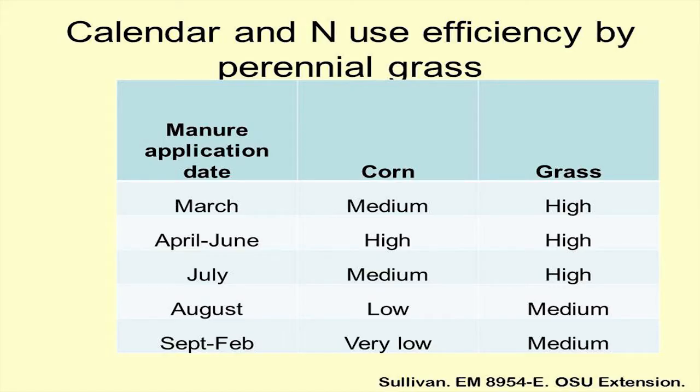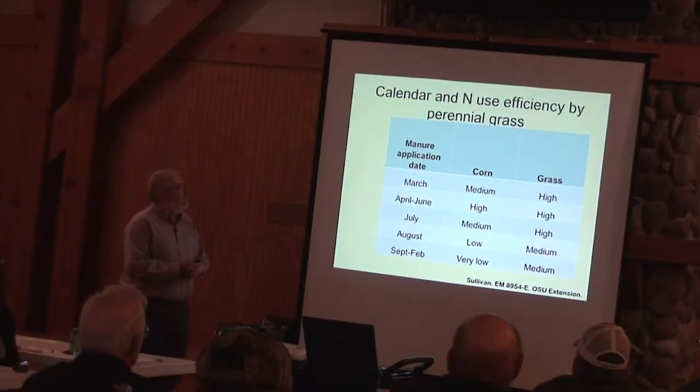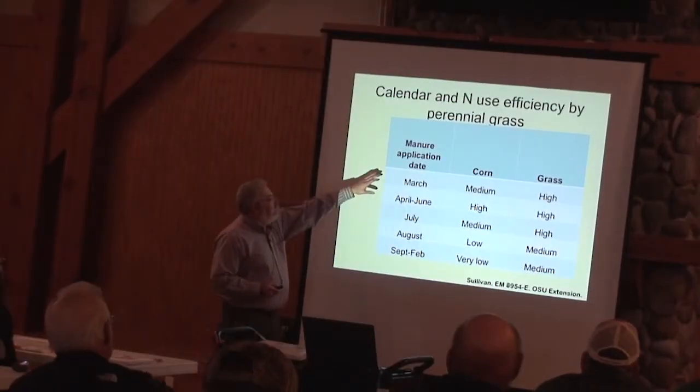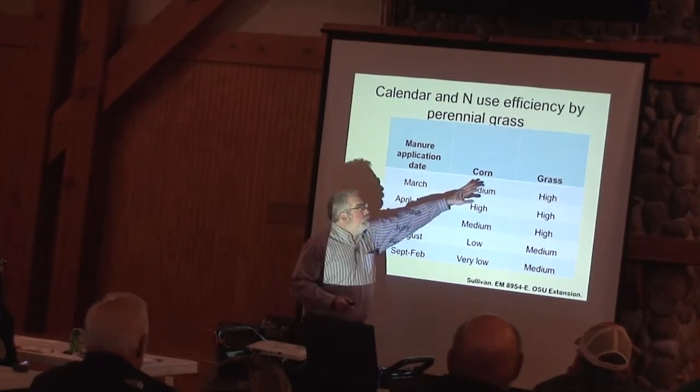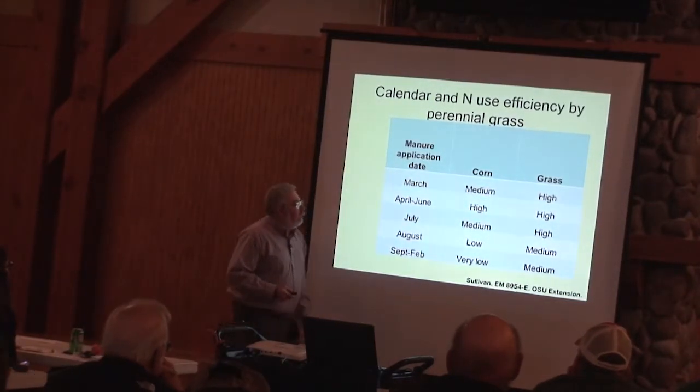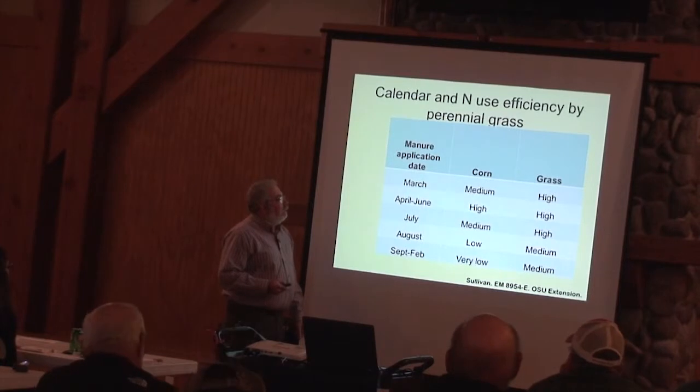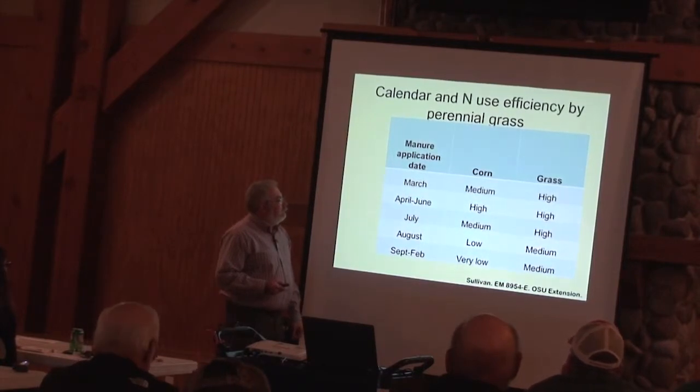Okay, so calendar of end-use efficiency. There's certainly different times of the year when you're growing crops that the nitrogen is used more efficiently, depending on the crop you're growing. So I have different times of the year, and then either a corn or a grass crop, as to when the crop really needs and can use the material.